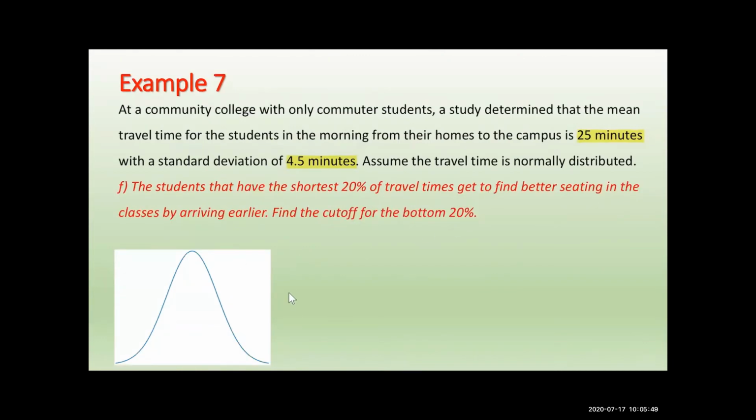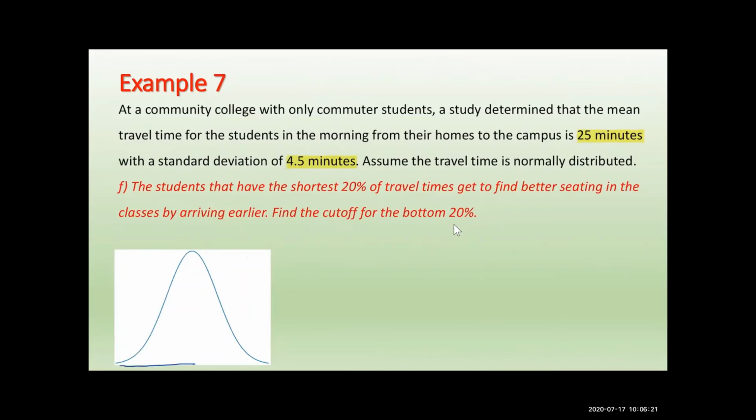And the last one is here. Same question. You have the mean and the standard deviation. Now what we have to do here is find the students that arrive in the shortest 20% of the travel time, who get a better sitting place in the class by arriving earlier. That's very true. If you arrive early to the class, you get a better sitting place. So we have to find the cutoff time for the bottom 20% of the students.